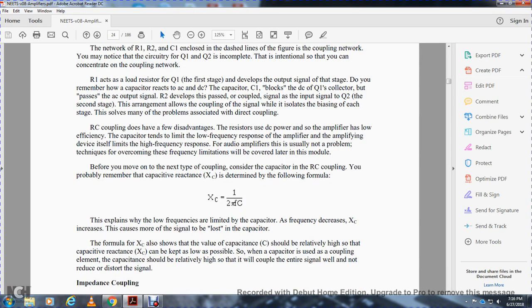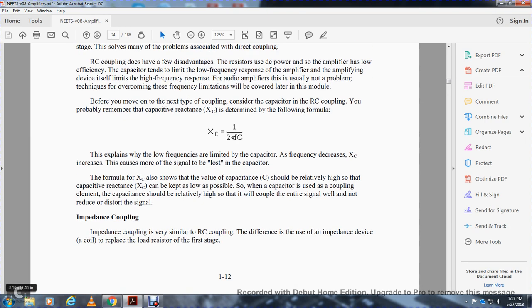Before you move on to the next coupling, consider the capacitor of the RC coupling. You can probably remember that capacitive reactance is determined by the following: capacitive reactance is 1 over 2 pi times the frequency times the capacitance. This explains the low frequency limit of the capacitor: as frequency decreases, the capacitive reactance increases, causing more signal to be lost across the capacitor. The formula for capacitive reactance also shows the value of the capacitance should be relatively high, so the capacitive reactance can be kept as low as possible. So for the coupling element, the capacitance should be relatively high, so that it will couple the entire signal well, without reducing and distorting the signal.